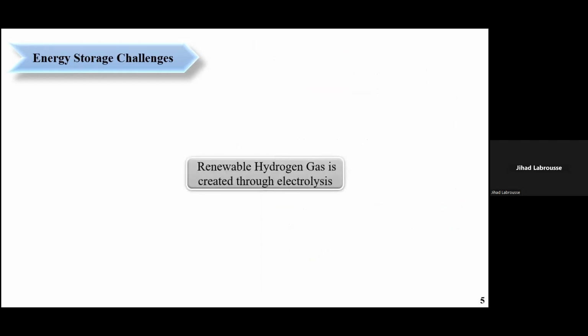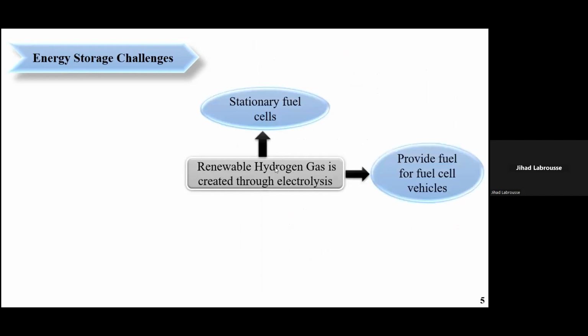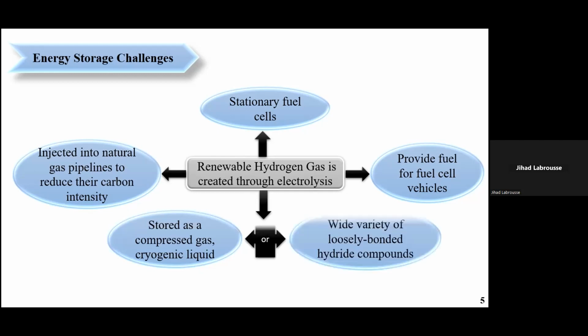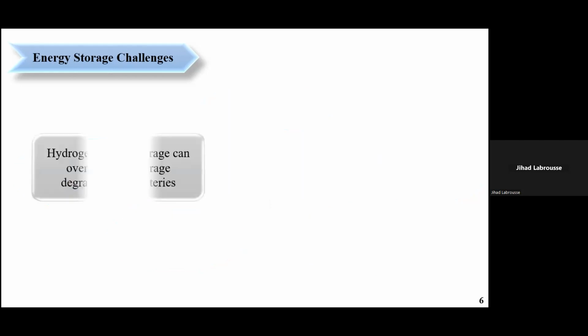Once hydrogen is created through electrolysis, it can be used in stationary fuel cells, provide fuel for fuel cell vehicles, and also be injected into a natural gas pipeline to reduce the carbon intensity. It can be stored as a compressed gas, a cryogenic liquid, or maybe as a wide variety of loosely bound hydride compounds for later use.